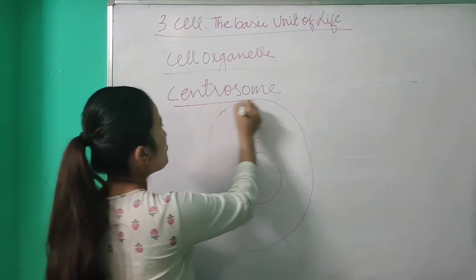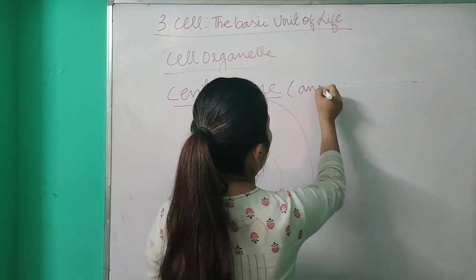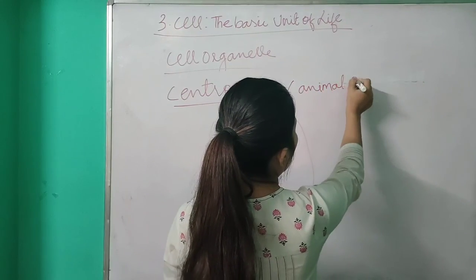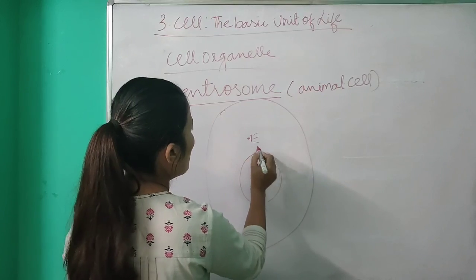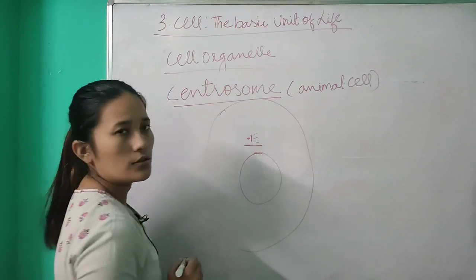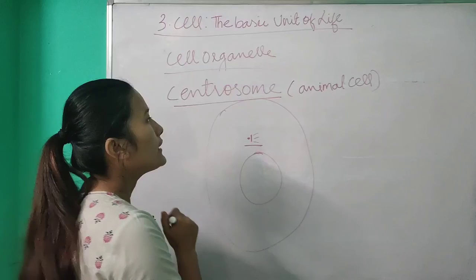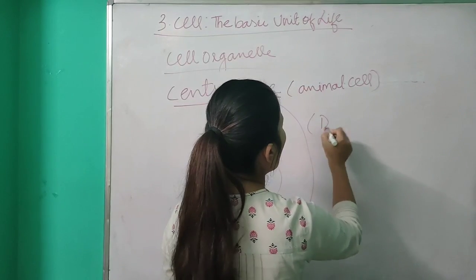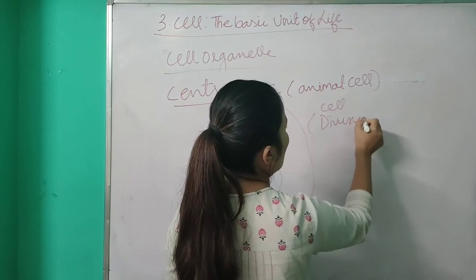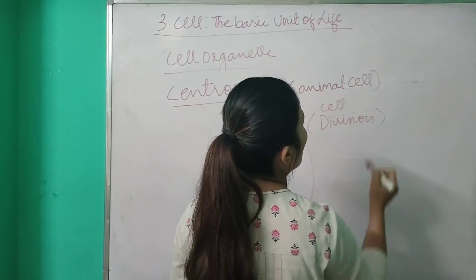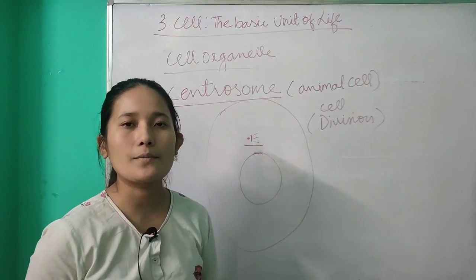Next, coming to centrosome. Like I told you, the centrosome is present only in animal cell, but it is absent in plant cell. The centrosome is present near the nucleus, and its function is that it helps in cell division.